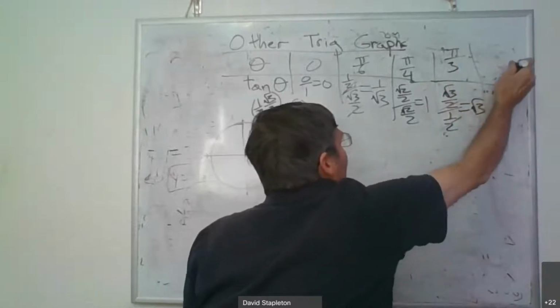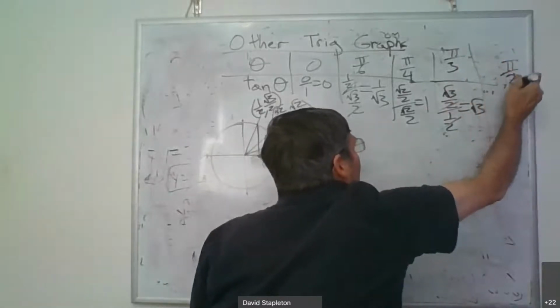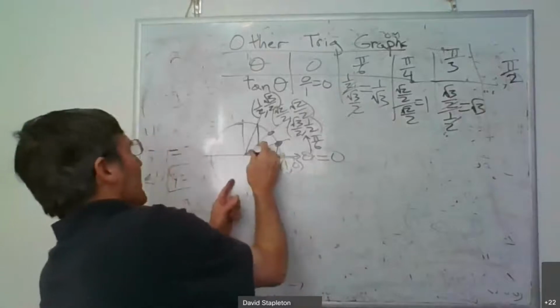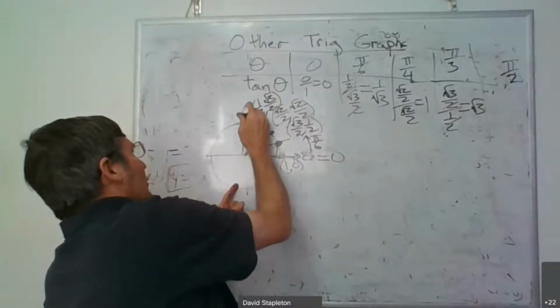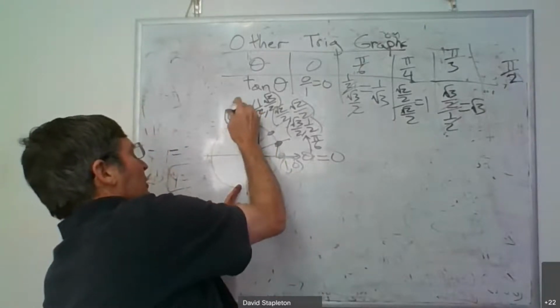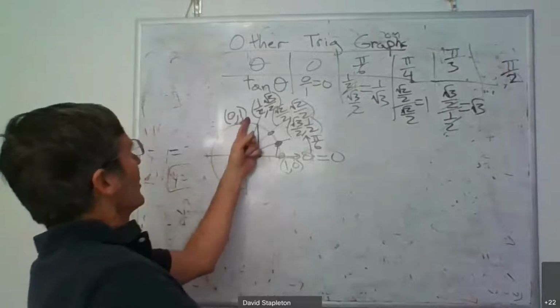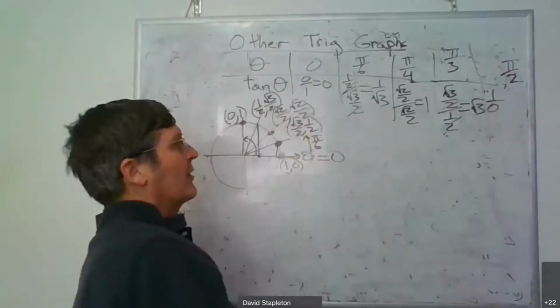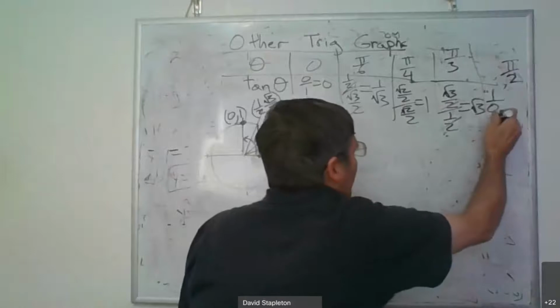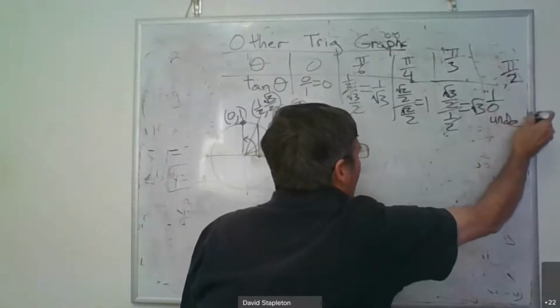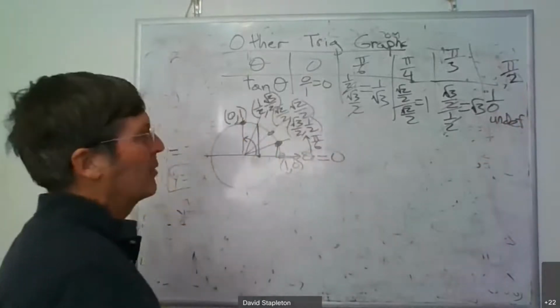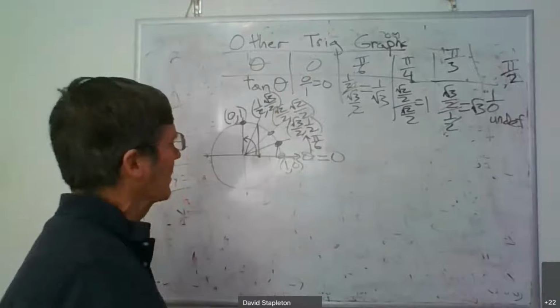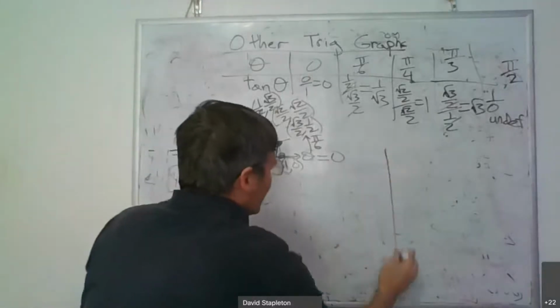Some more. Now you get to pi over 2. What happens at pi over 2? At this angle here, a 90-degree angle, pi over 2, you get the point 0, 1, and the ratio is 1 over 0. These trig functions are undefined. So at pi over 2, the tangent is undefined. How do we draw it? Because it's not a point to draw. But we want to come close to it. So how do we sketch this now?